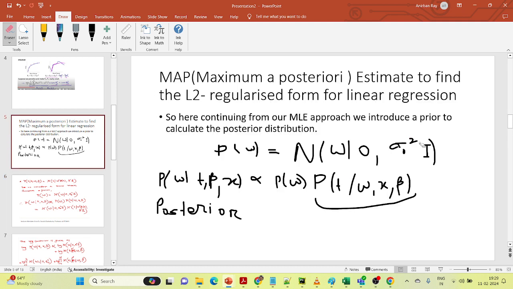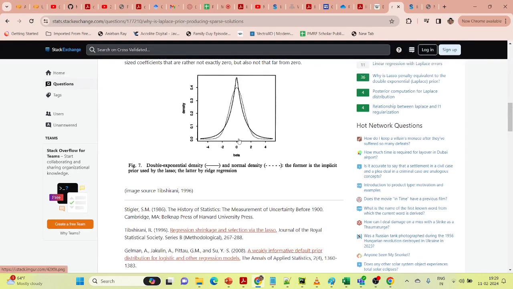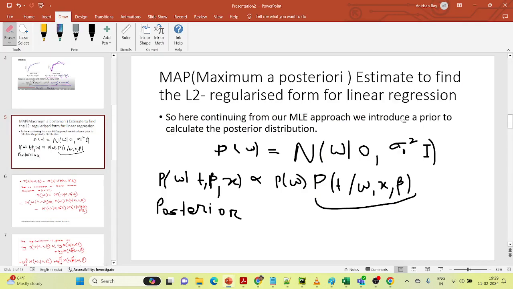But the idea is also, what prior belief do we have about this W parameter? As you can see, we are considering it to be normally distributed, which means that if the W values are small, they are more likely to occur. So that is our prior belief about W.